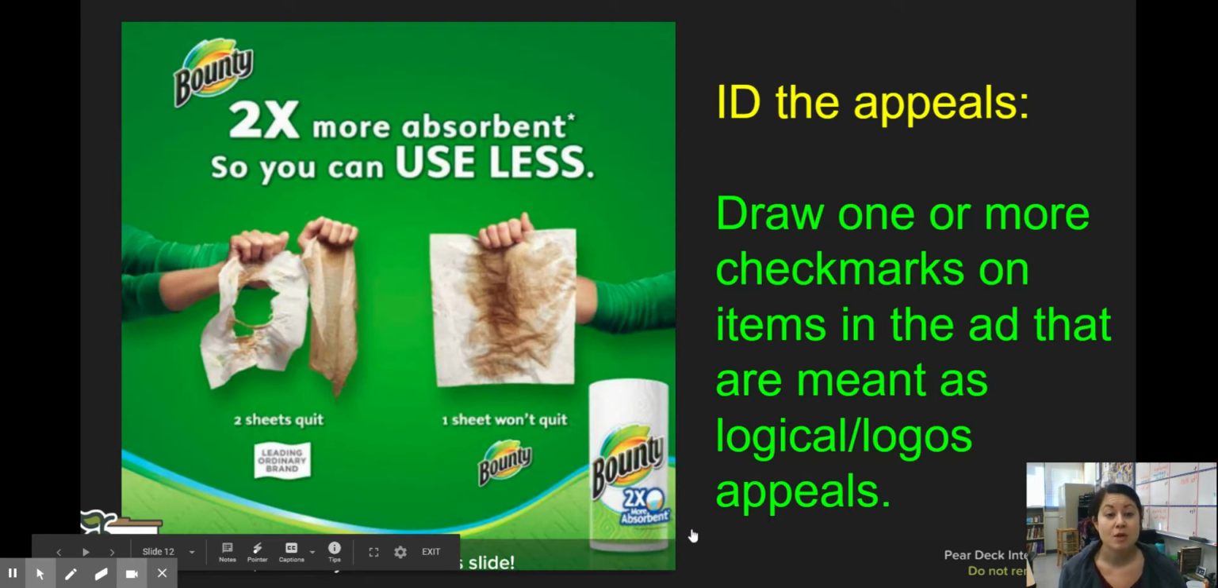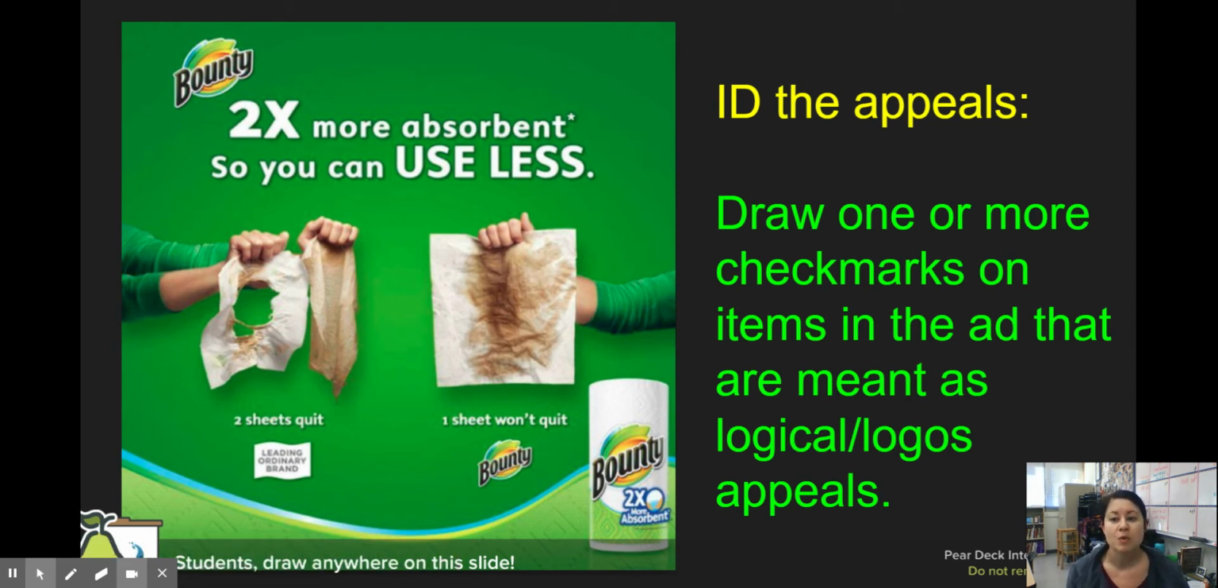We're looking for some logos and logic appeals here. So Bounty paper towels, they need to be useful. It's a product. Two times more absorbent, so you can use less. Two times. That is a number. That's a statistic. That they're offering you a fact.